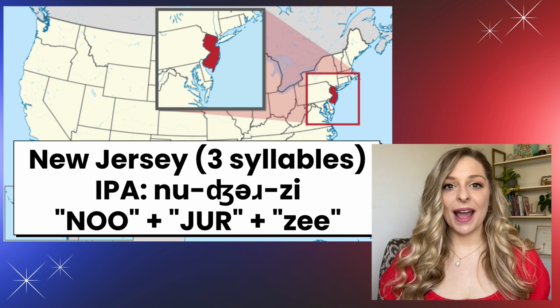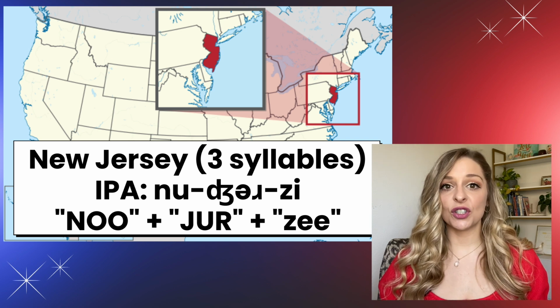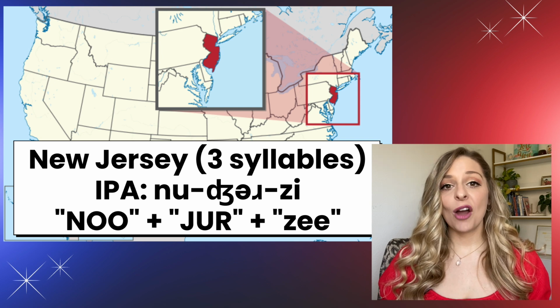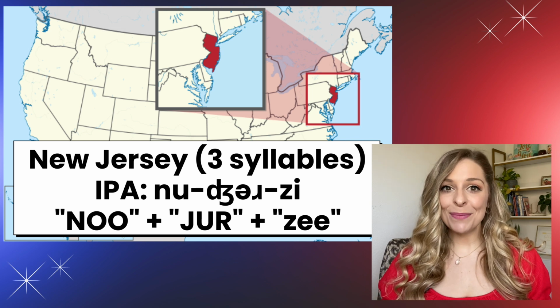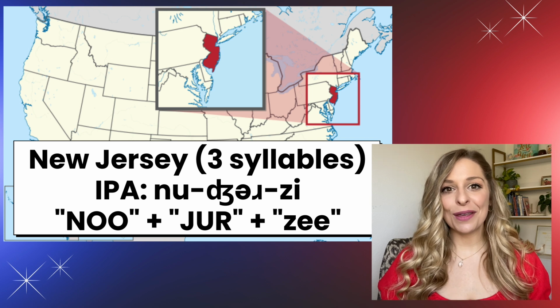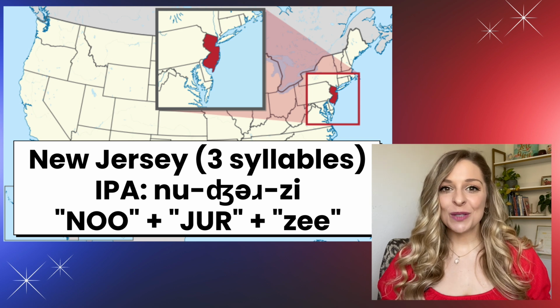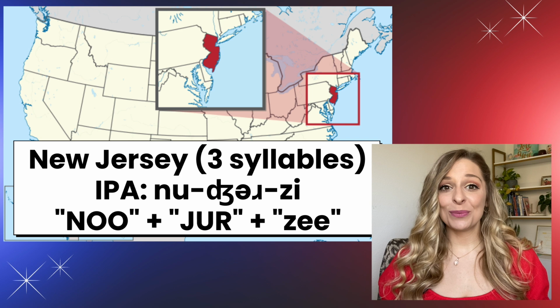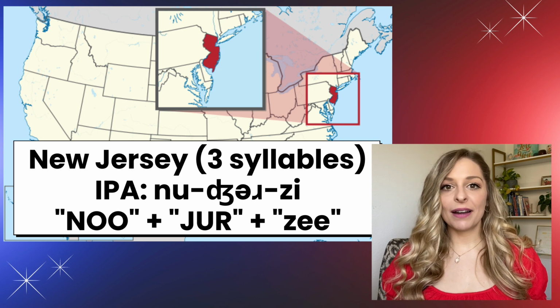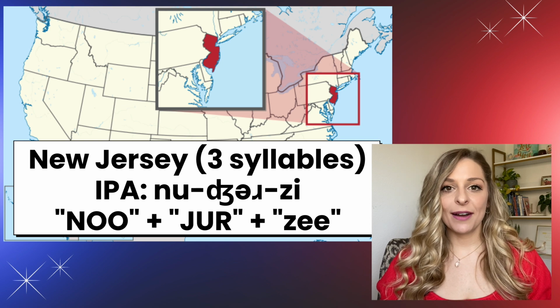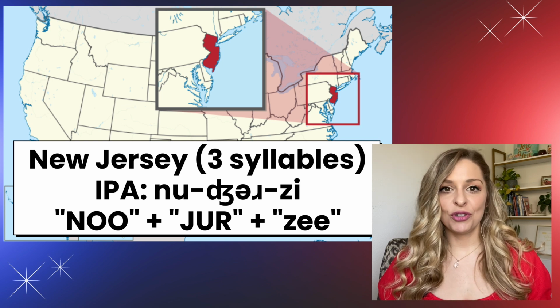Again, this word has three syllables and we stress the first two. New Jersey. Now, I am not from New Jersey, but people from the East Coast or New Jersey itself might pronounce it a little bit differently with their East Coast accent. So just be aware that you might hear this sound a little bit differently depending on where the speaker is from. But in general American English, you will hear this pronounced New Jersey.